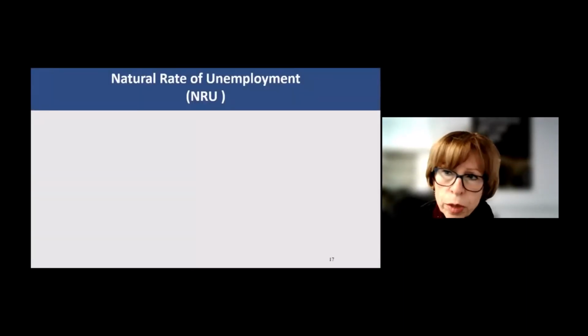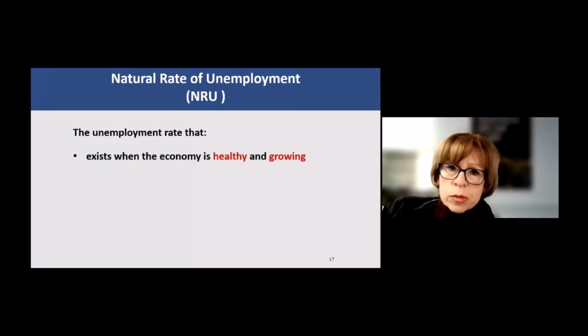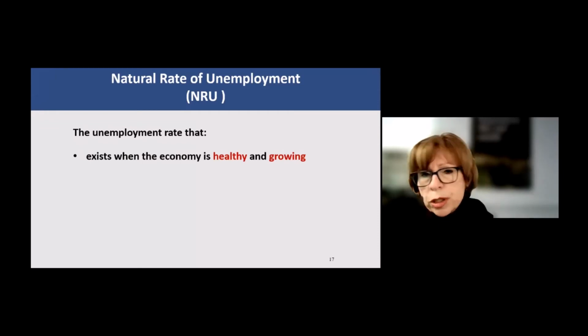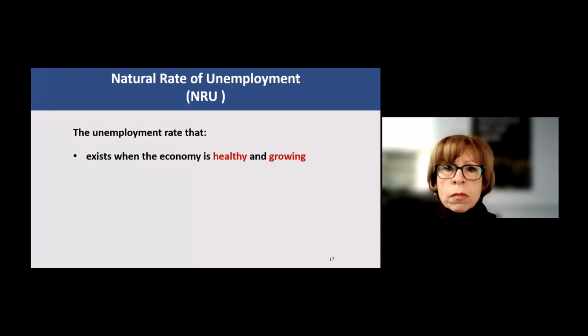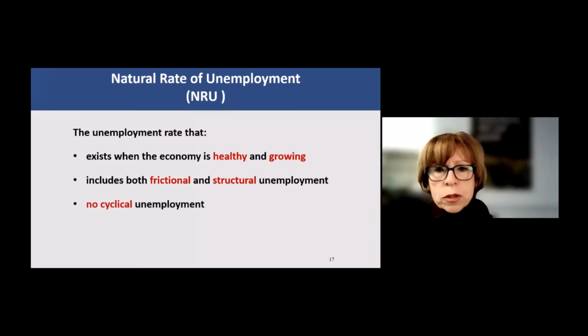There's another term that you may want to familiarize yourself with. It's called the natural rate of unemployment. That is the unemployment rate that exists when the economy is healthy and growing. Please note that no economy should have zero unemployment, because that would suggest that there's not churn, that things are kind of stagnating. So this natural rate includes both frictional and structural unemployment, but it doesn't include cyclical.